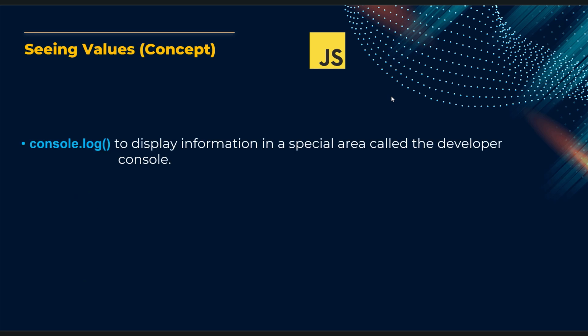Finally, how do we actually see these values when we're coding? Programs need a way to show or output information. In JavaScript, a very common way is using console.log. This command lets us display values and messages in a special area, usually in your web browser, called the developer console. It's super handy for checking what your code is doing.